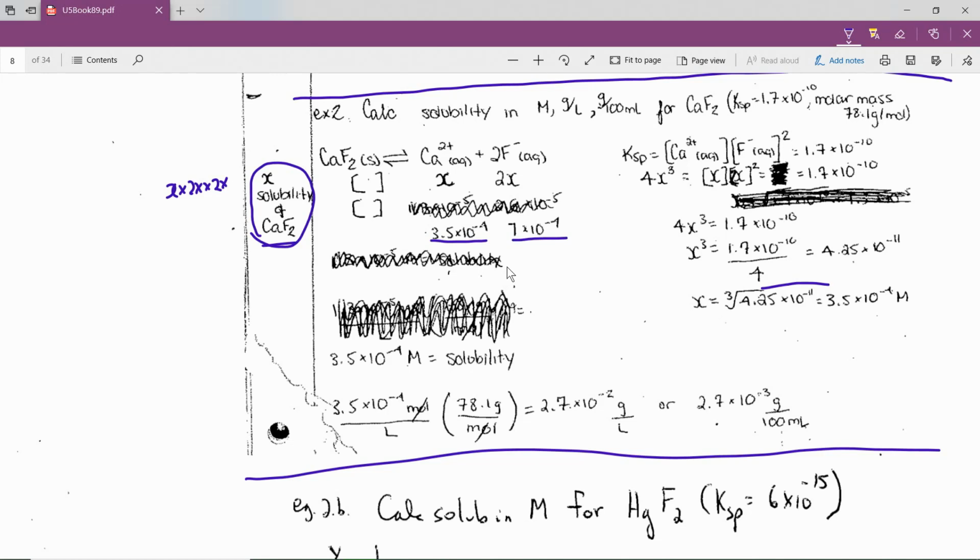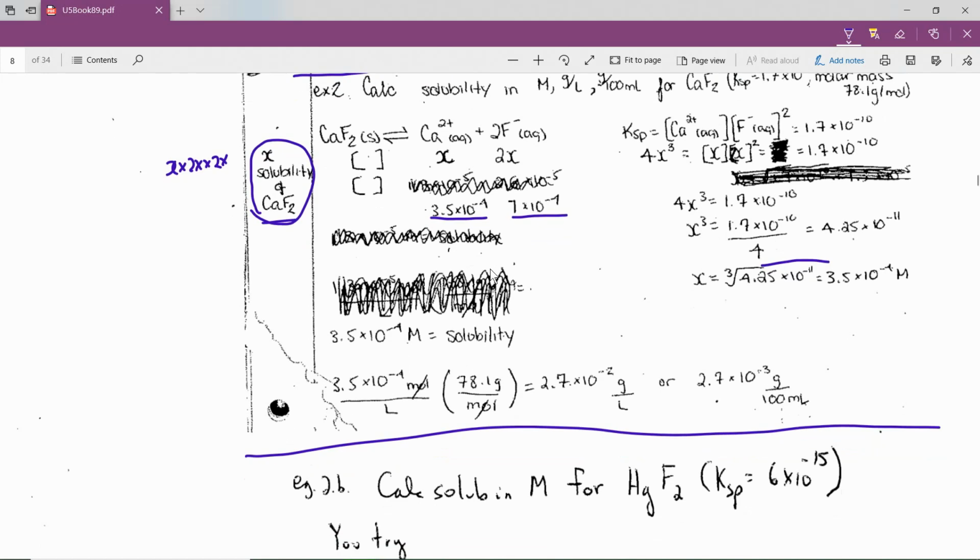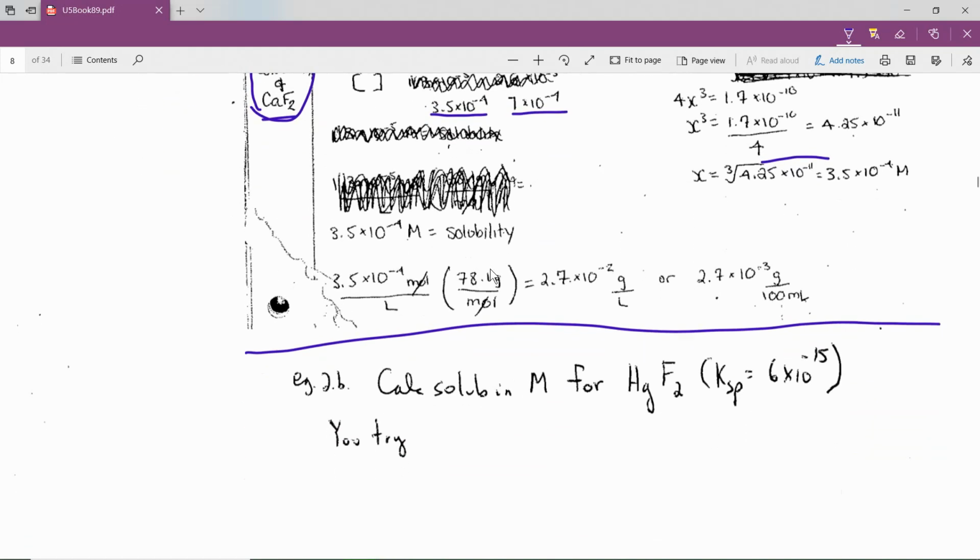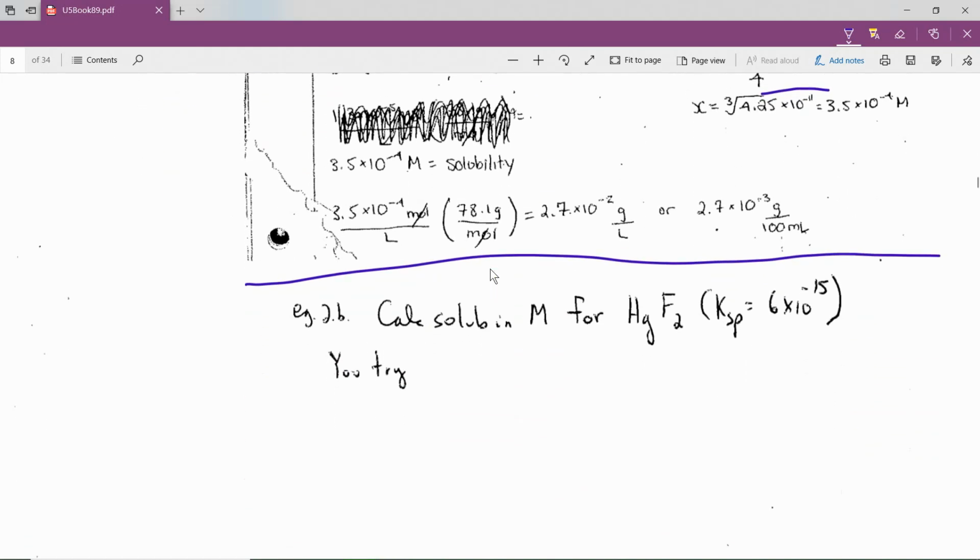So my solubility, 3.5 by 10 to the minus 4, multiplied by the molar mass of calcium fluoride, 78.1 grams per mole, gives me 2.7 by 10 to the minus 2 grams per liter. Okay?